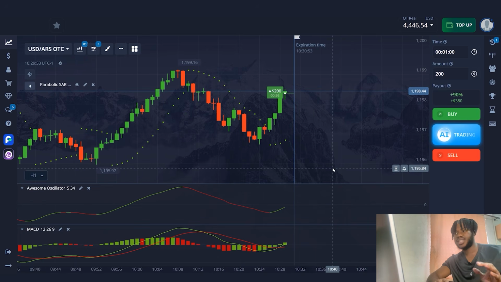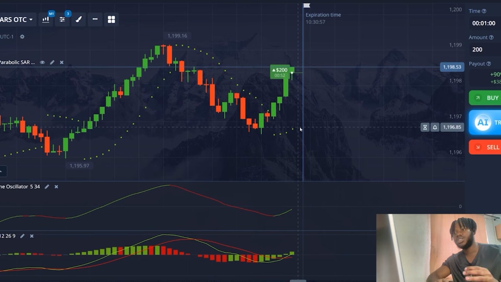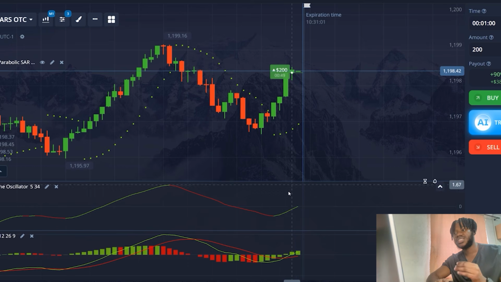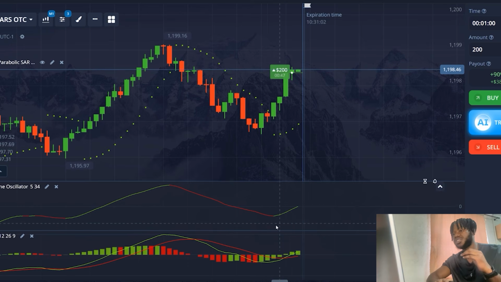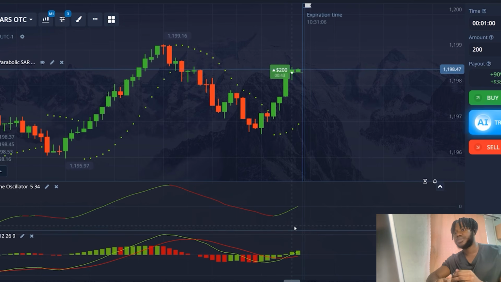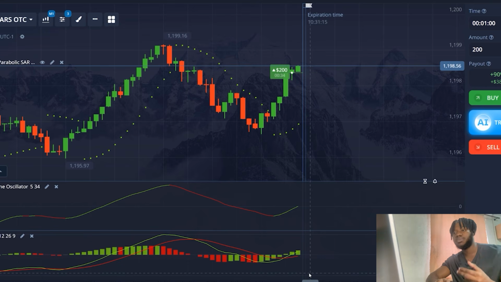Let's repeat everything again. The first parabolic SAR points appeared under the price chart, which means the price started to rise. The line of the awesome oscillator indicator has turned green and is pointing upwards, which means an uptrend has begun. The MACD indicator also confirms the previous indicators. The indicator chart has started to build above the 0 level and the indicator lines have already crossed each other. Everything points to a strong uptrend. I think I can make a profit.